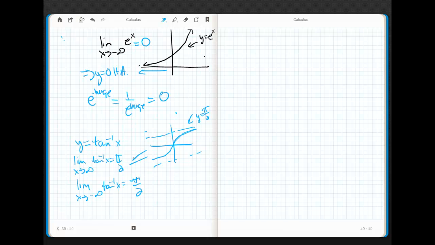So there's this kind of one-to-one correspondence between what we know about the graph and what we can now say about the limit. We can use the limit as a tool to tell us what the graph is doing, and we can use the graph as the tool to tell us what the limit is doing.